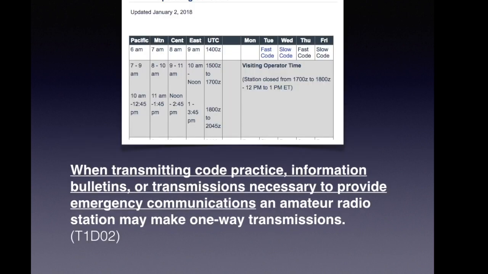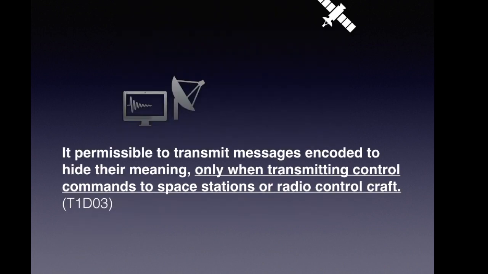As a general rule, one-way transmissions are prohibited, but everything has an exception, it seems. So when transmitting code practice information, bulletins, or transmissions necessary to provide emergency communications, an amateur station may make one-way transmissions. So, continuing with exceptions, as a general rule, you're not allowed to encode messages that would hide their meaning.